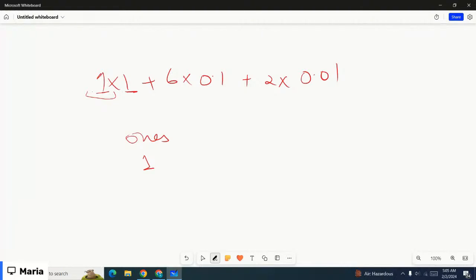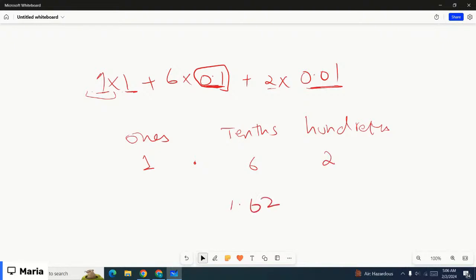Then 6 times 0.1. 0.1 tells you that is the first digit right after the decimal, so that is at the tenths place. 6 it is. Then you have 0.01, which means you have to place the digit at the second decimal place. That is the hundredths place, and you have to keep 2 here. The number they make is 1.62. Got it? So the correct option is 1.62.